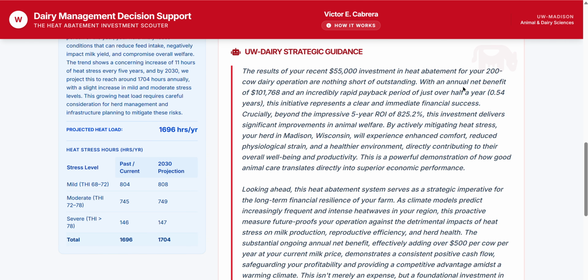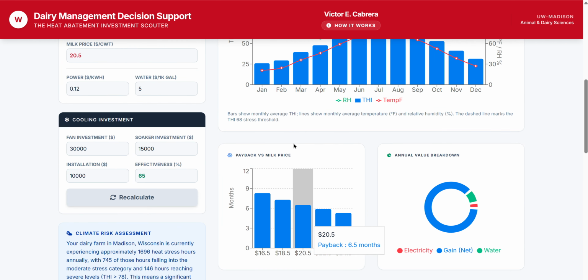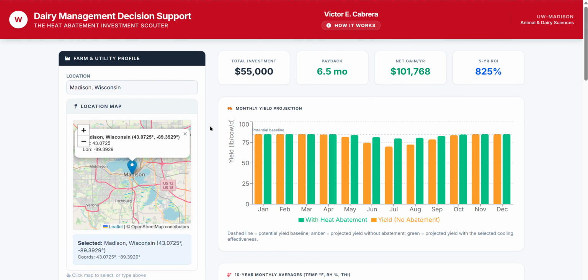To save your results, click the Generate HTML Report button at the bottom of the page. The Heat Abatement Investment Scouter is available at dairymgt.cals.wisc.edu. It was developed by Dr. Victor Cabrera in the Department of Animal and Dairy Sciences at the University of Wisconsin, Madison.